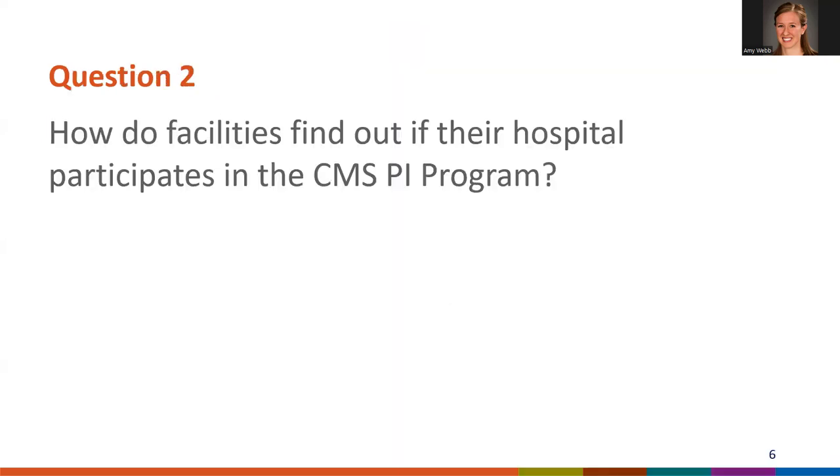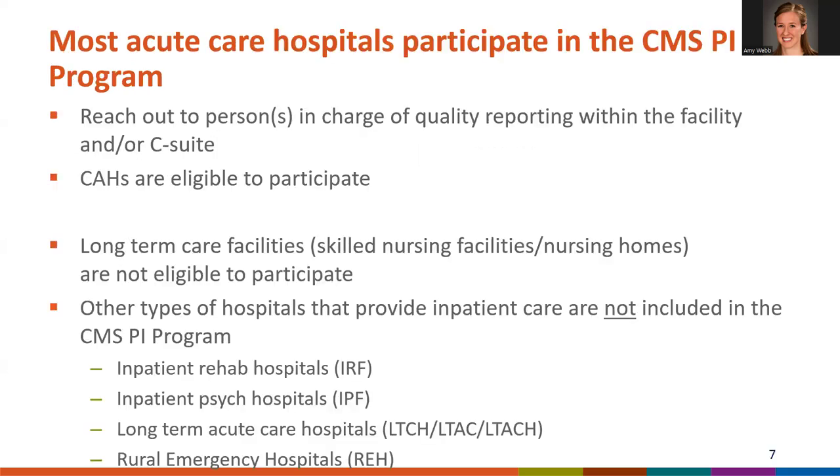So how do facilities find out if their hospital participates in the PI program? Most acute care hospitals participate in the PI program. We recommend reaching out to the people that are in charge of the quality reporting within your facility, or sometimes that might be in your C-suite, to figure out if your facility participates in the program. Somebody should know because there are dollars associated with participation in the program. And as a reminder, critical access hospitals are eligible to participate. Just because you're a critical access facility doesn't mean you're automatically excluded from this program.